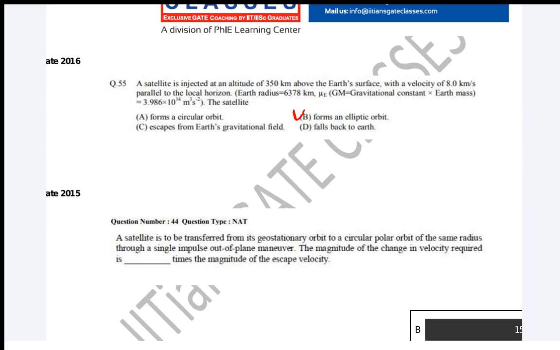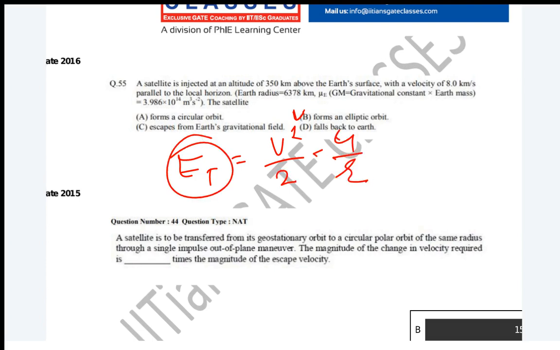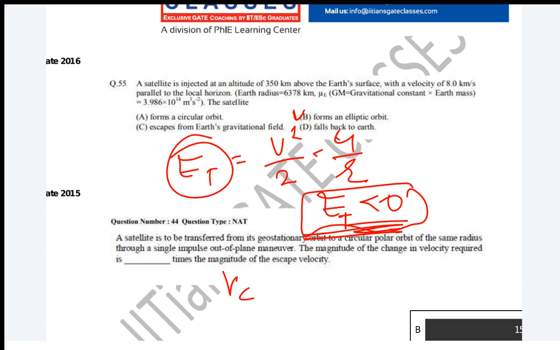Pushpendra Kartikeya asks: we can find it using the energy concept also, sir. Yes, we can find the energy E T as V square by 2 minus mu by R. But the problem here will be, if E T is less than zero, you will not be able to identify between elliptical and circular, right? Because for both elliptical and circular, it is less than zero. So then, of course, you have to find V circular.